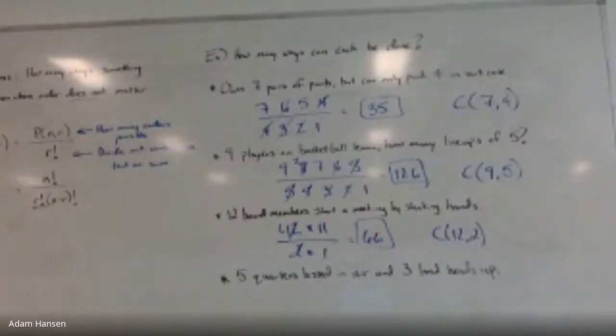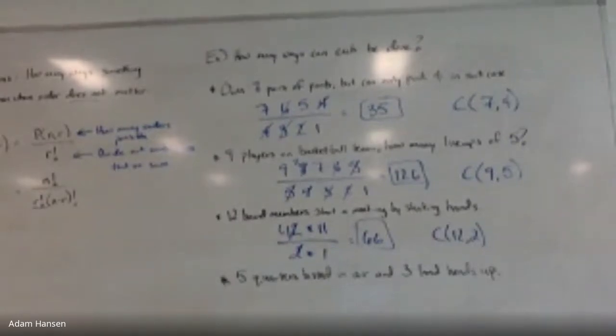5 quarters are tossed in the air. 3 of them land heads up. How many ways can that be done? Well, how do we do it? Write it all out as a permutation first.